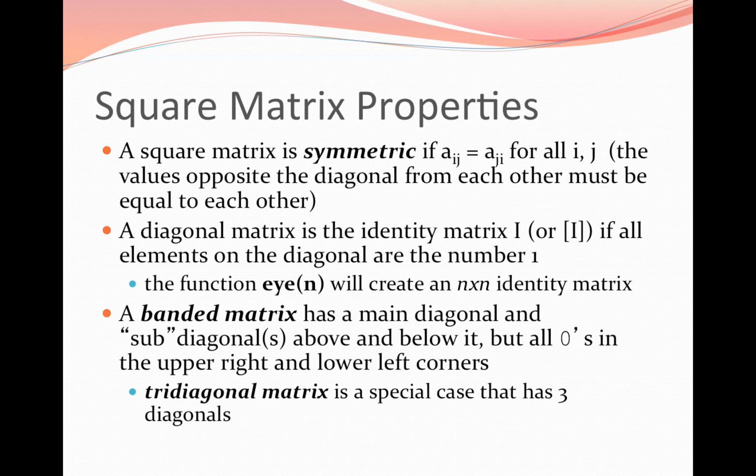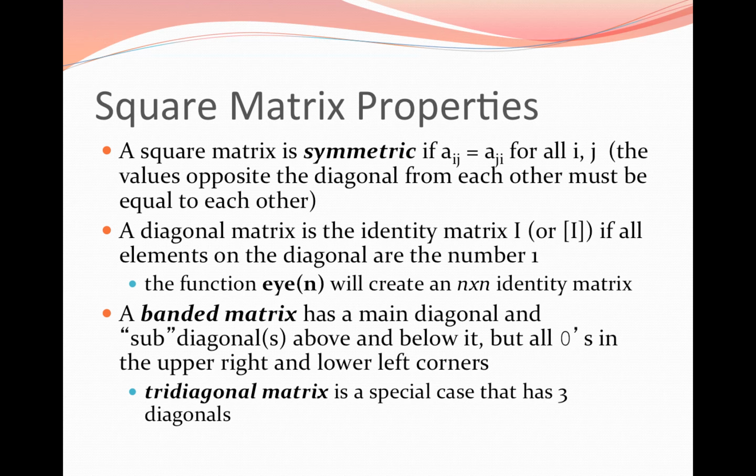Another kind of matrix we can have is called a banded matrix. That has a main diagonal, but also subdiagonals directly above and below it. So basically you end up with 0s in the upper right-hand corner and the lower left-hand corner, but you can have bands above and below the diagonal.